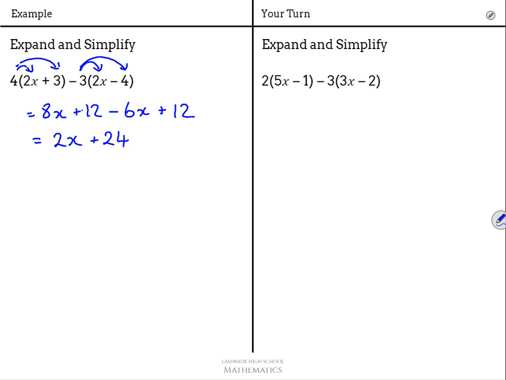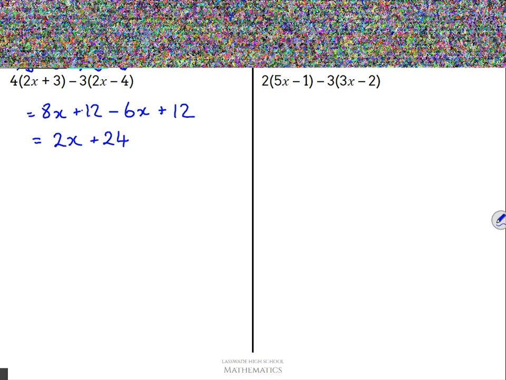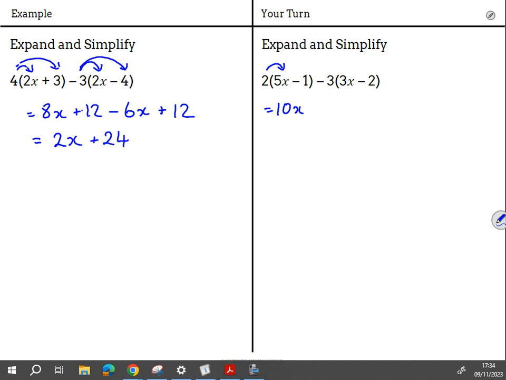Right, let's go through the one on the right-hand side. 2 multiplied by 5x is going to give me 10x. 2 multiplied by a minus 1 is going to give me minus 2. And again, we're being multiplied out the second bracket by that negative 3. So negative 3 times 3x will be a negative 9x. Negative 3 times the minus 2, so negative times a negative is a positive. So it's going to be plus, and 3 times 2 is 6.